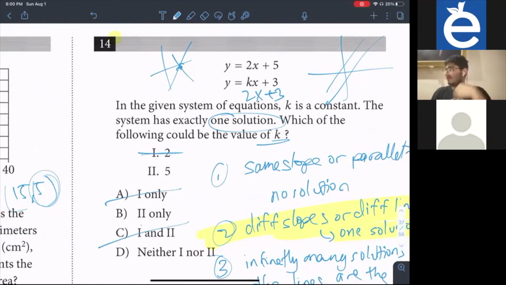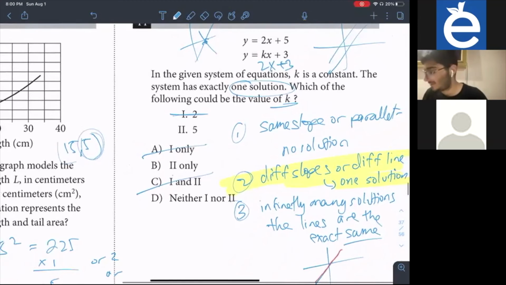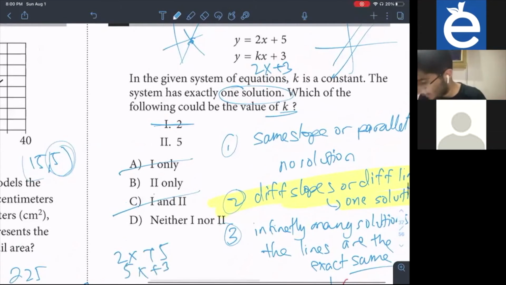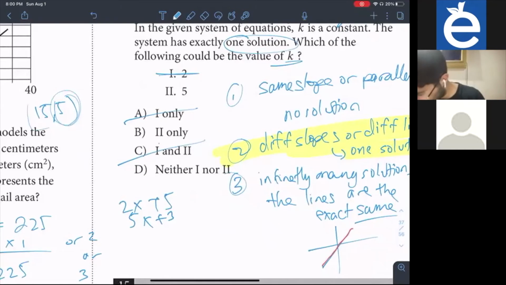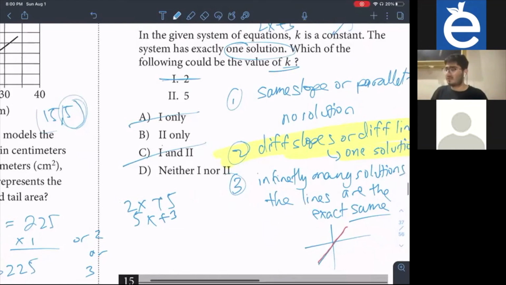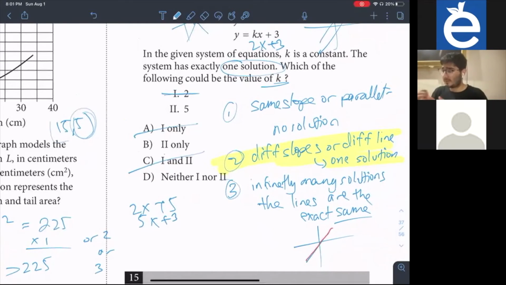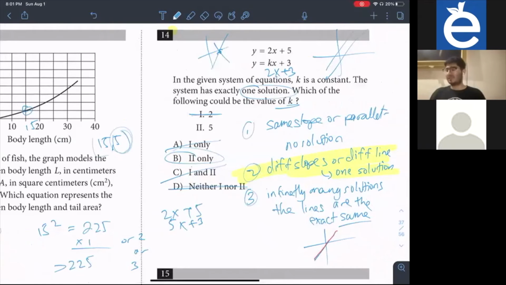Now let's try option B, which would be 2x plus 5 and then 5x plus 3. Since they're different slopes, you would have one specific solution, which is why choice B is our answer. It can't be the others. B works. Okay. 14, choice B. So for this type of question, just remember these conditions and make sure to apply them in the appropriate question.